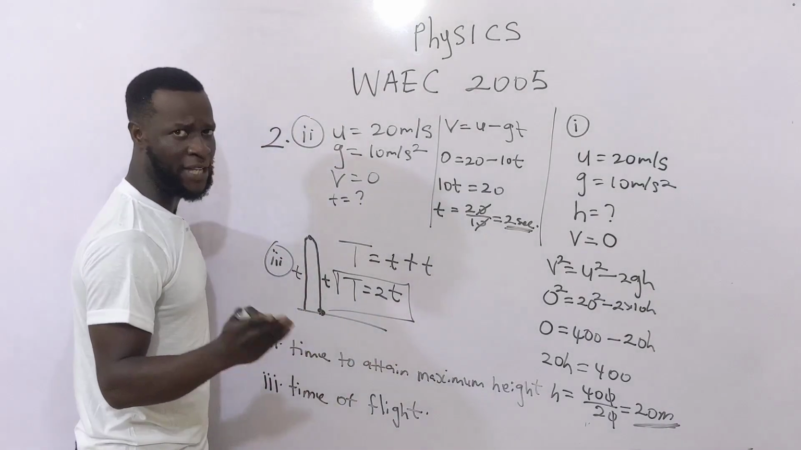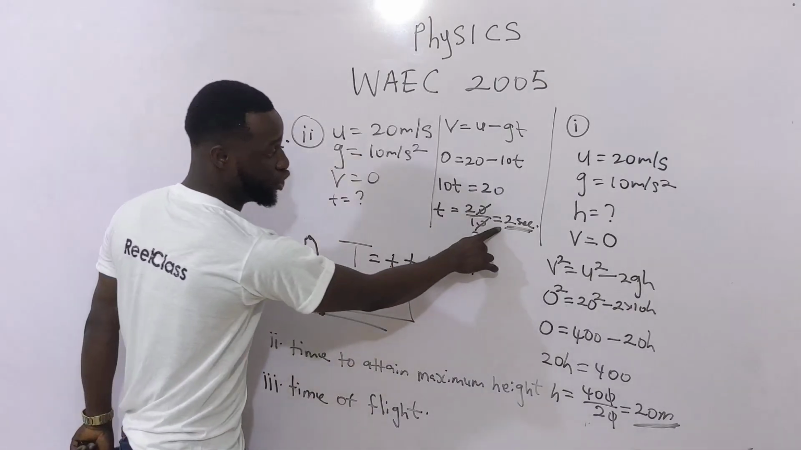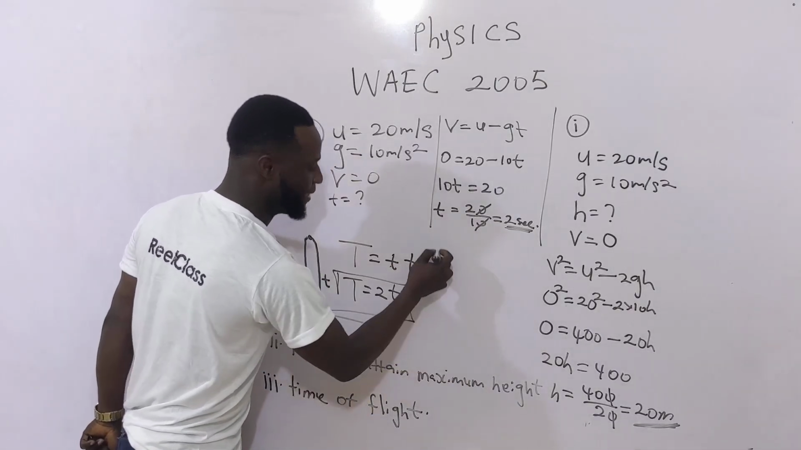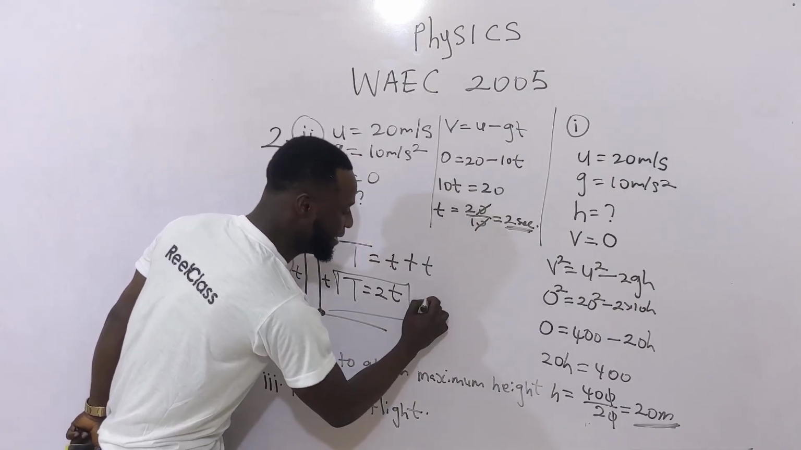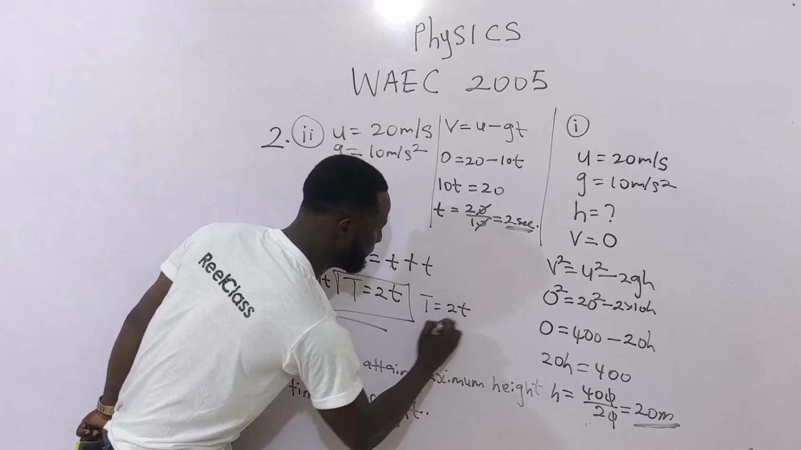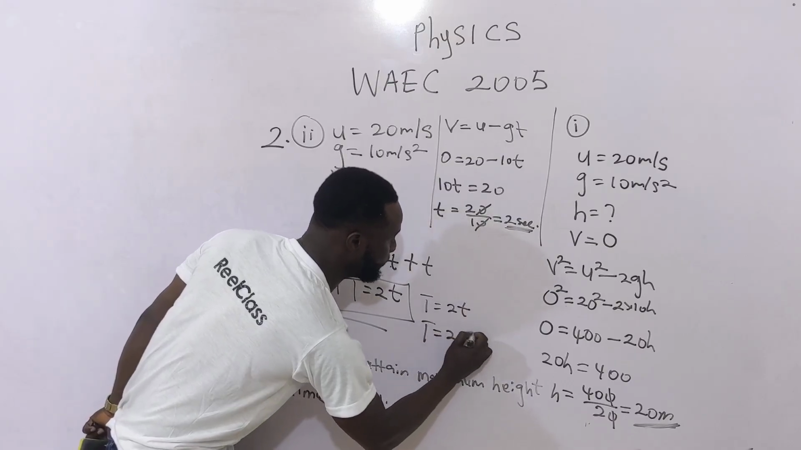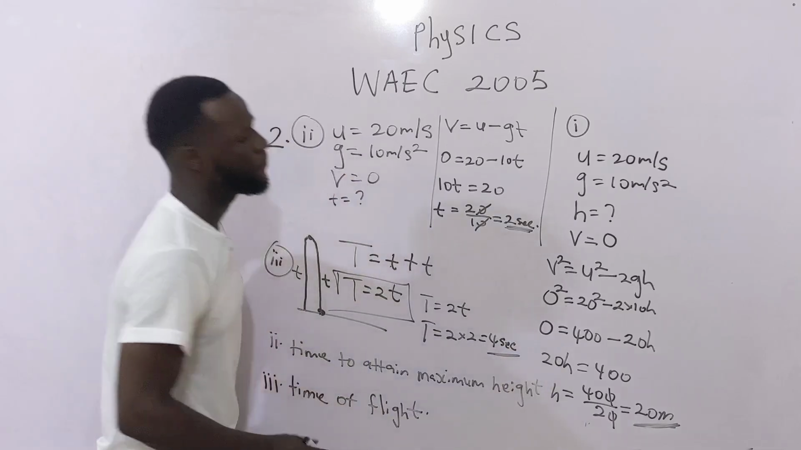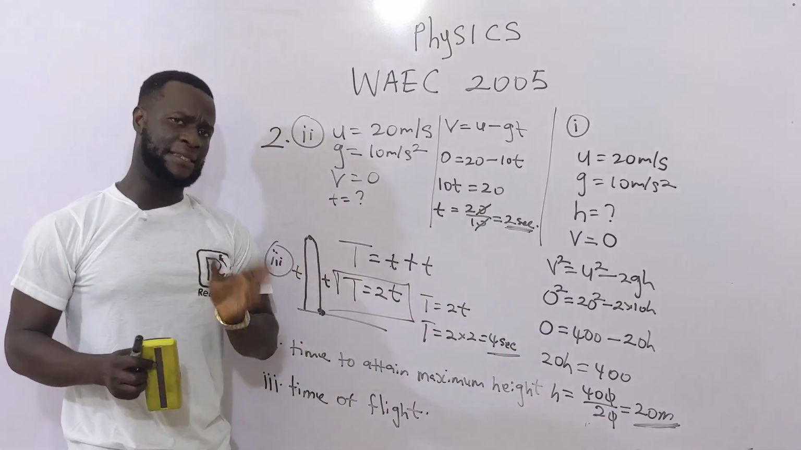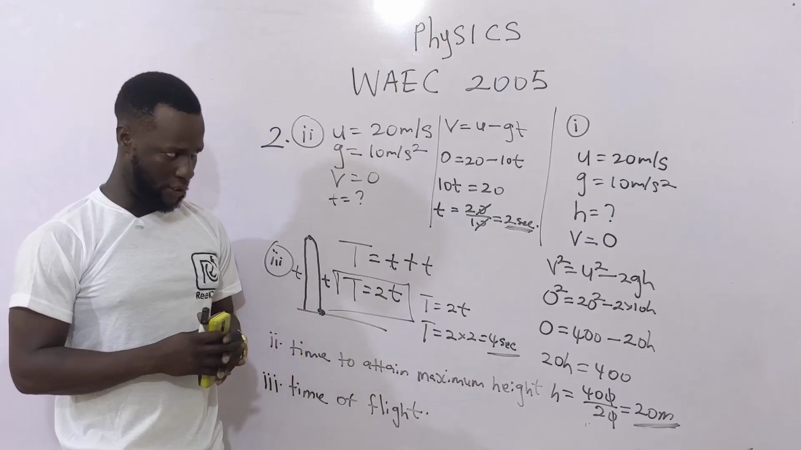We have already solved for the time it will take to get to maximum height, which is 2 seconds. Therefore, the time of flight in that question is T is equals to 2t, T is equals to 2 times 2, which is equals to 4 seconds. That is it. Now, let me quickly add this to everything I have said.